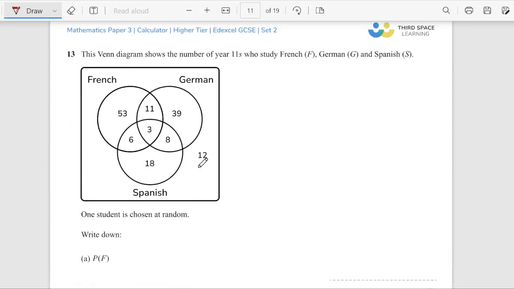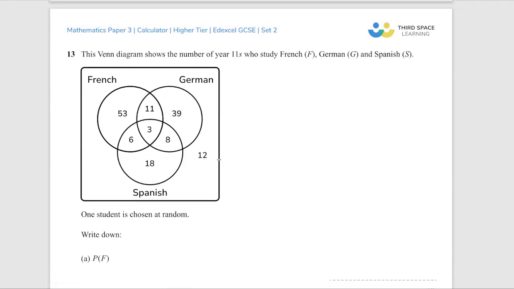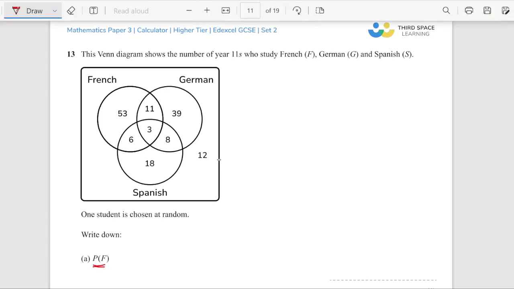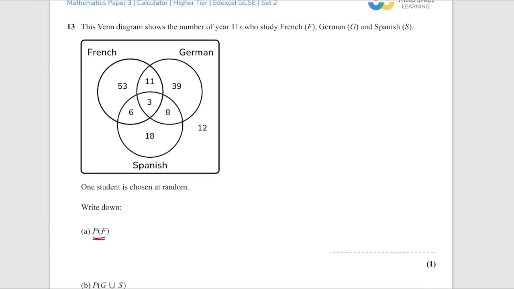Right, question 13. Brill. 3-way Venn diagram. The Venn diagram shows the number of Year 11s who study French, German, or Spanish. One student is chosen at random. Write down the probability that it is a student that studies French. So we need to... Ooh, it would have been handy if they had told us.